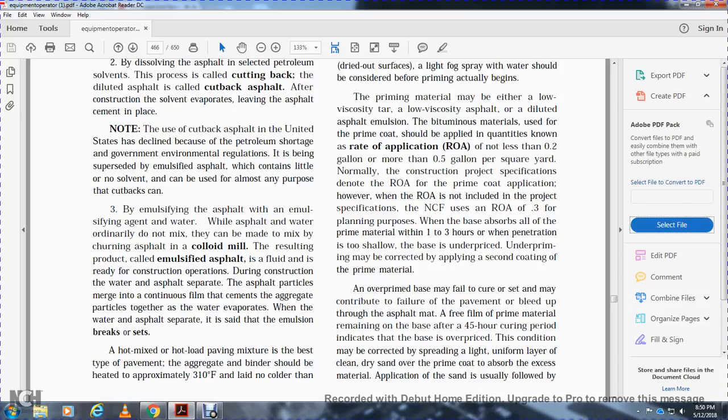And over prime base, when they fail to occur, the set may contribute to failure of the pavement, with the bleed coming up through the asphalt mat as a free film, with the primary material remaining on the base after the 48-hour curing period. This indicates the base is over-primed. The condition may be corrected by spreading a light, uniform layer of clean, dry sand over the primary coat to absorb the excess material.